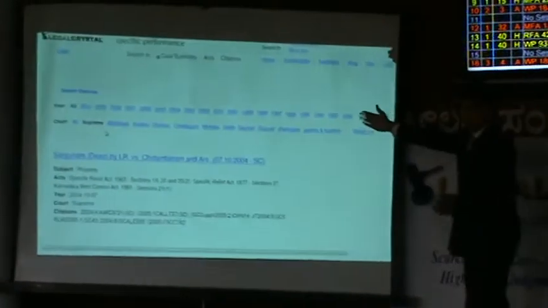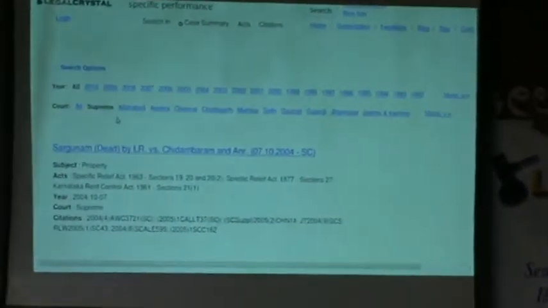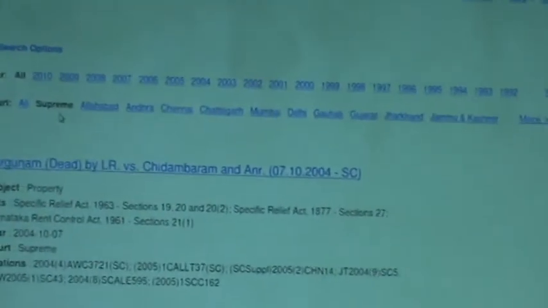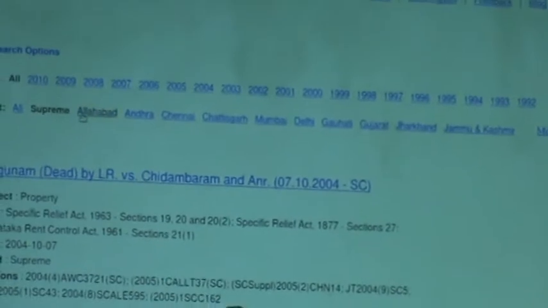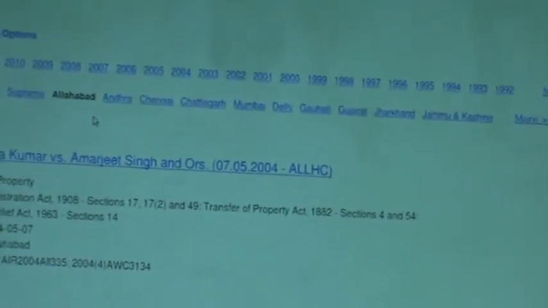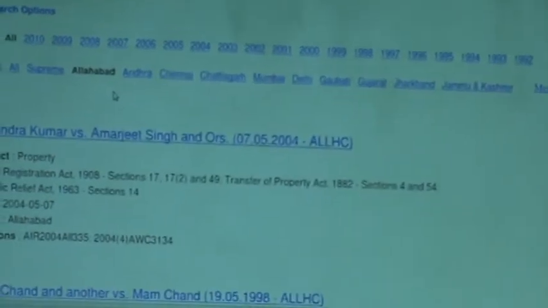This is search options. In that window itself, if you want to view Allahabad High Court cases under that case phrase, just click on Supreme and you get a list of judgments under Supreme. Click on Allahabad, and these are the list of judgments under Allahabad High Court. Karnataka, both.